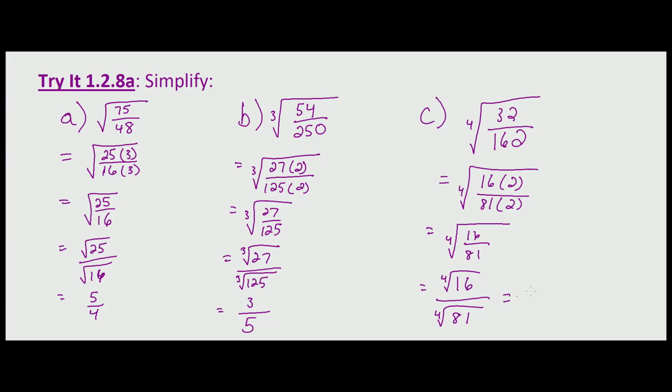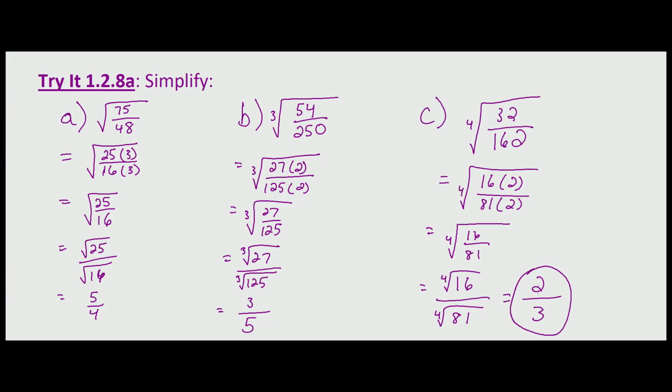Well, the fourth root of 16 is 2. 2 to the fourth is 16. And the fourth root of 81 is 3. 3 to the fourth is 81. So the fourth root of 16 is 2. Fourth root of 81 is 3. And therefore, the fourth root of 32 over 162 is simply 2/3.